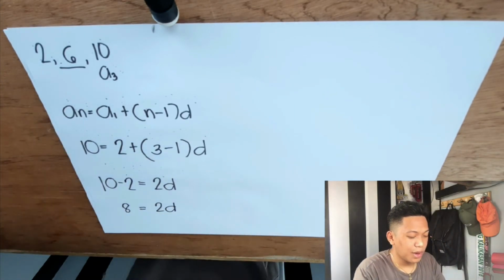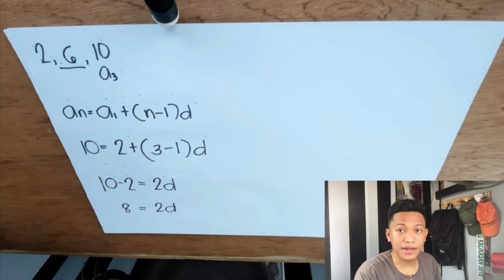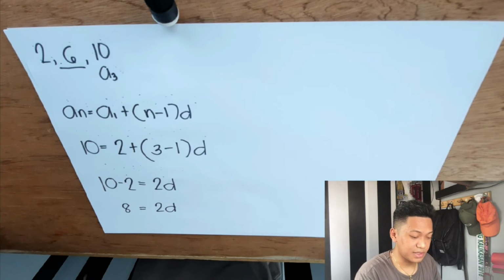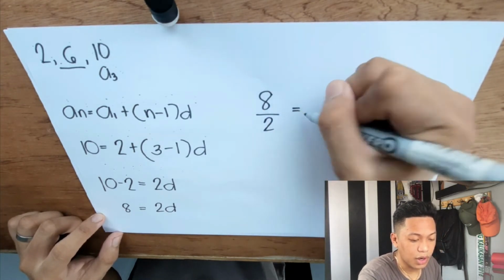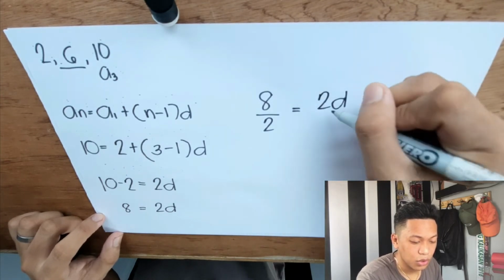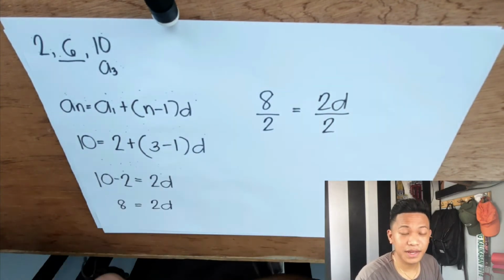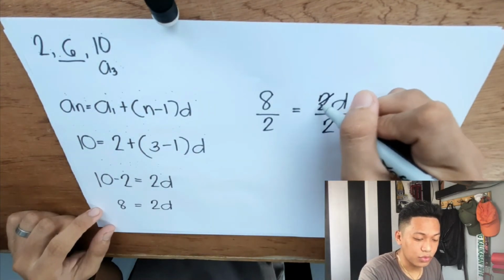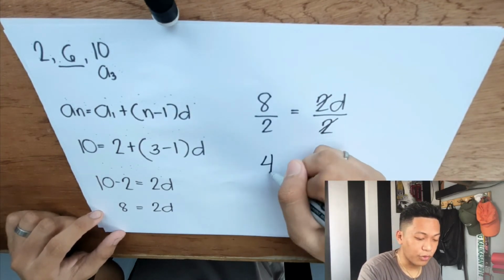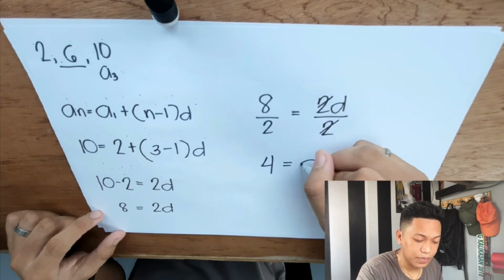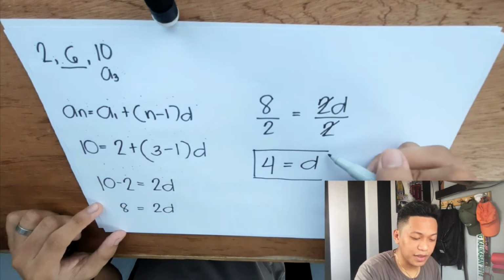2d. So, para ma-cancel natin yung 2 dito sa ating right side, we will divide by 2 on both sides. So, magiging 8 over 2 equals 2d over 2. So, para yung d na lang yung matira, i-cancel na natin yung 2. So, magiging 8 divided by 2 is 4, and that equals d. So, yung ating common difference is number 4.